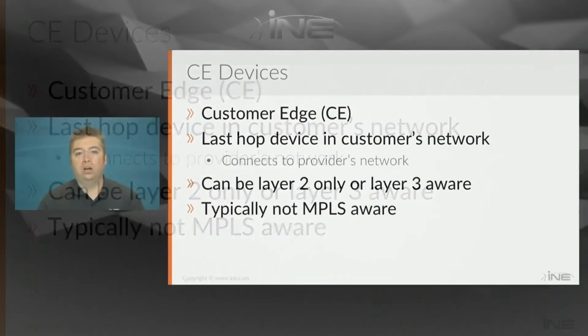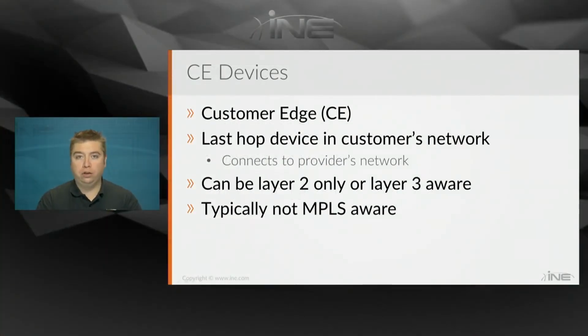So this means that we're going to be running just normal IP routing, like we could use a default route out to the provider, or we're going to be doing normal switching, like we're doing an Ethernet-based VPN, and then we're forwarding the traffic from the customer edge based on the MAC address table.